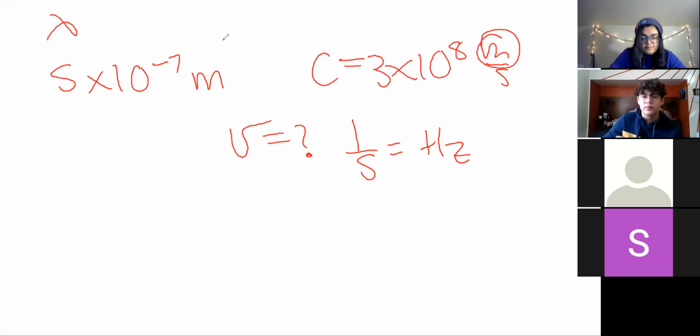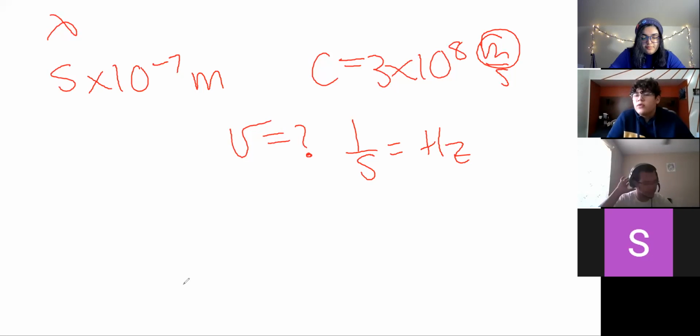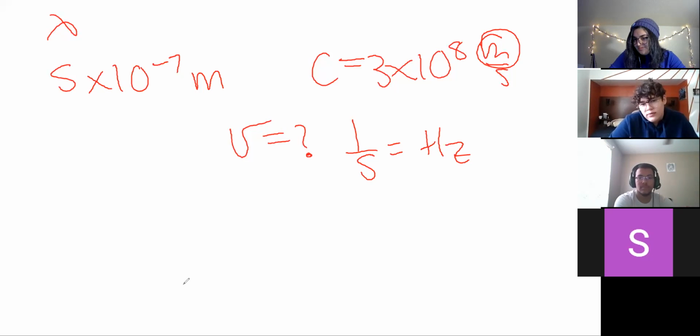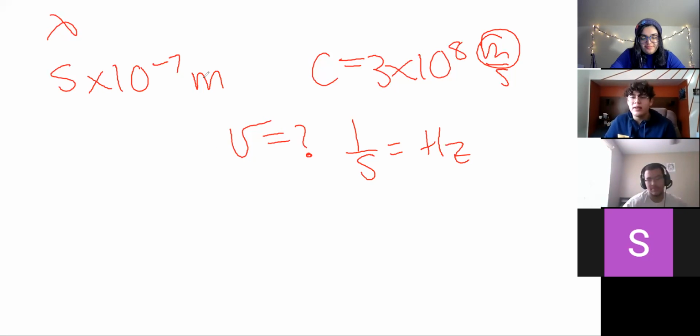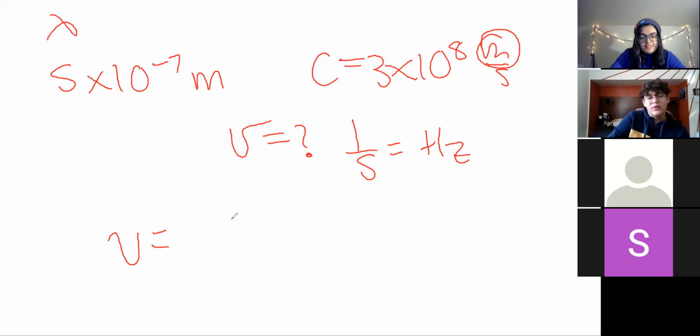C equals wavelength times frequency, right? So do you remember what Sophia told you that nu is? C over lambda, right? In this case, you're trying to solve for frequency, or nu. If you already have a little saying that reminds you what frequency is equal to, you're going to go ahead and use that saying. So again, what's nu? C over lambda, right?